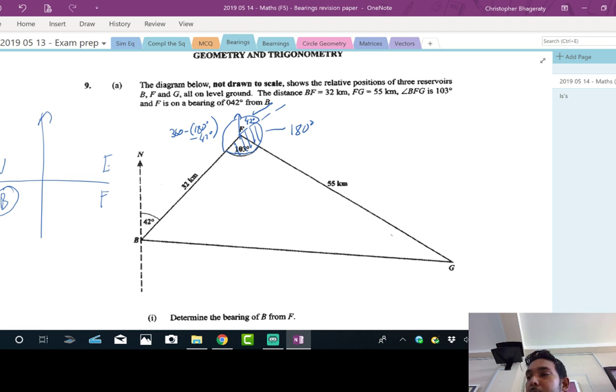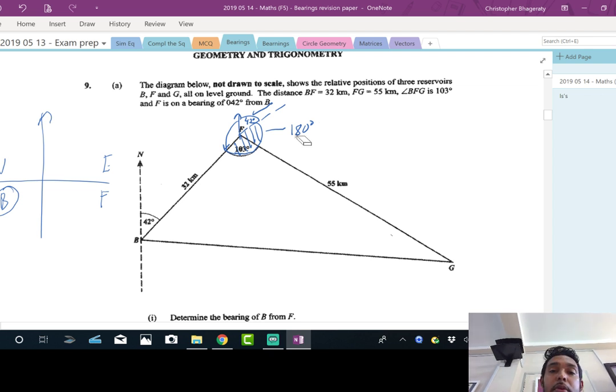Alright, sorry, if you have a question, you can ask. Minus 42 from 180, you get 138. So they could have asked for it. Well, I always thought that was the answer itself. No, that's never the answer, because that would be going anti-clockwise, and with bearings, we have to go clockwise. Alright, so let's take off some of that stuff.